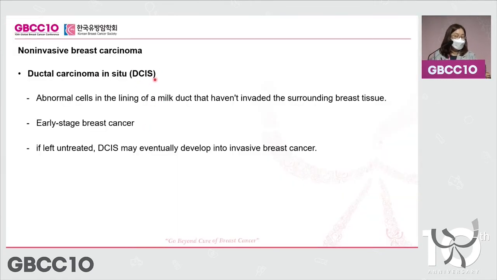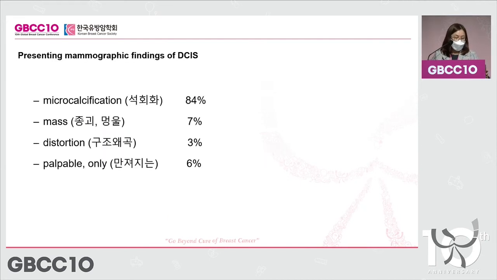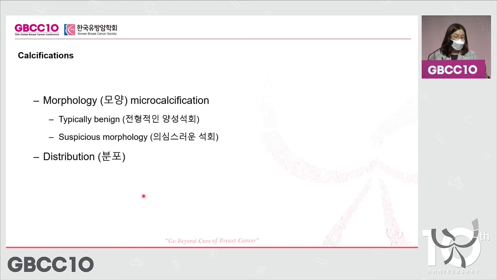DCIS is ductal carcinoma in situ, and this is an early stage breast cancer. Diagnosing this is one of the biggest objectives of breast cancer screening. Microcalcification is one of the presenting mammographic findings of DCIS. In DCIS, 84% would be accompanied by microcalcification. So patients are very worried when they hear that they have microcalcification, and sometimes we have to explain to them.